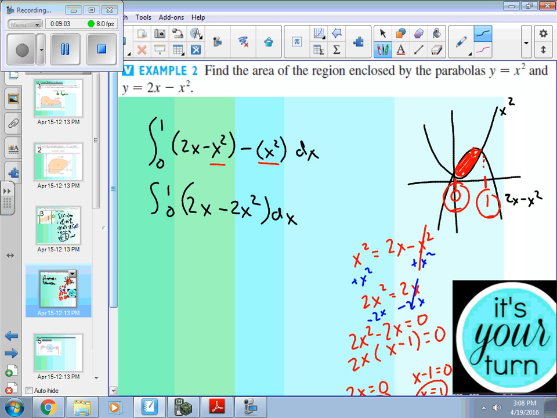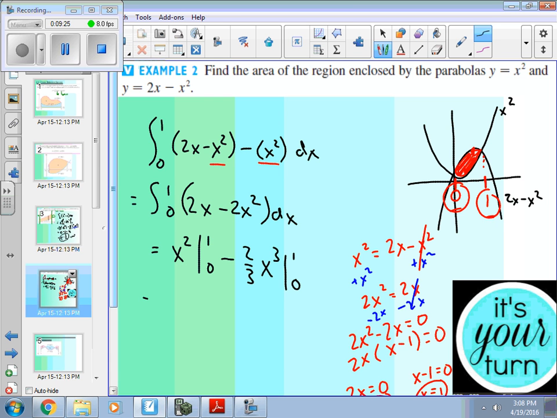Okay, so finding our antiderivatives, the first one would be x squared. We want to evaluate that at 1 and 0. Minus our second one here, if we go up power, it would be 3. Reciprocal is 1/3, but we got another 2 there, so it looks like there's going to be 2/3 evaluated at 1 and 0.